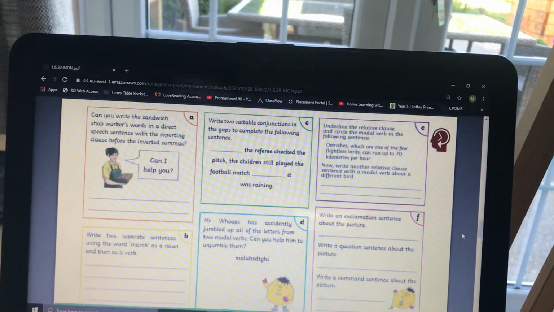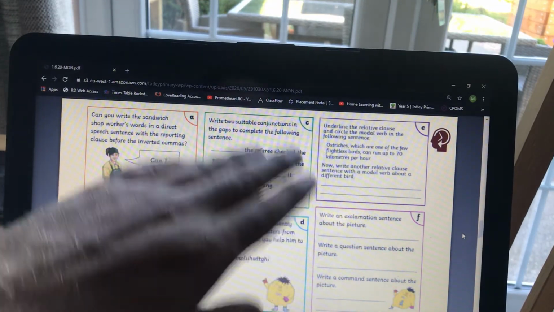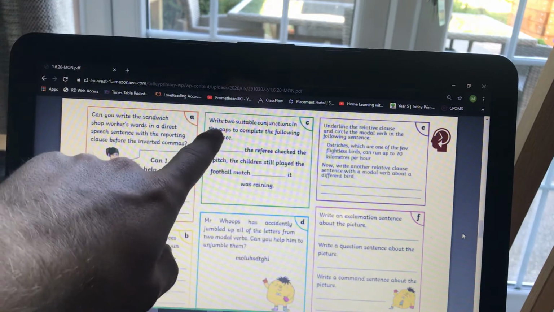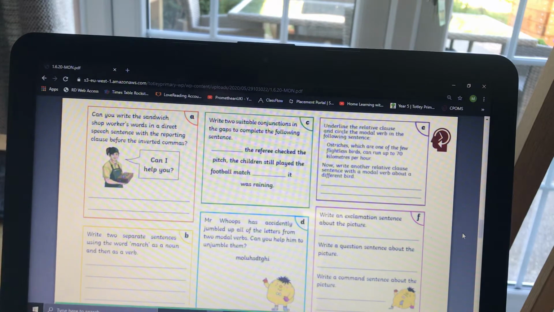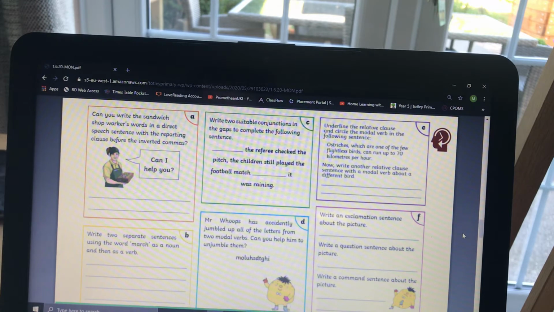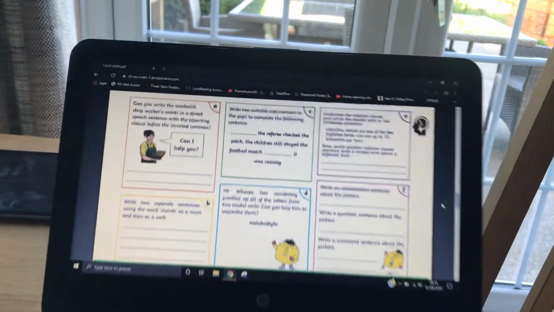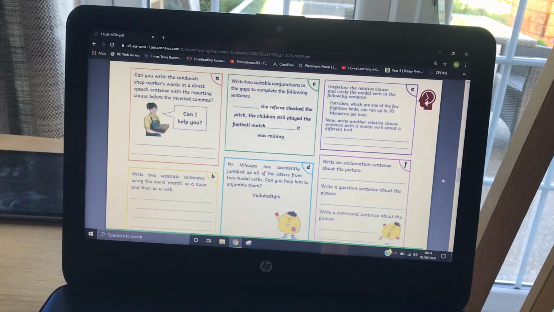2 suitable conjunctions to complete the gaps. Now, sometimes you need one conjunction for both gaps, but it clearly says 2 suitable conjunctions in the gaps. If there's one at the start, there's no way it's going to be a coordinating conjunction. It's going to have to be a subordinate, so a white bus. I've gone for because the referee checked the pitch, the children still played the football match. You could have, but it was raining, but I've gone for even though it was raining. Because they're still playing even though it was raining.